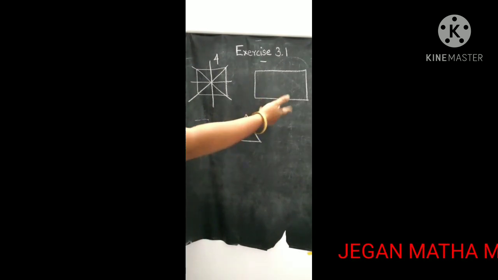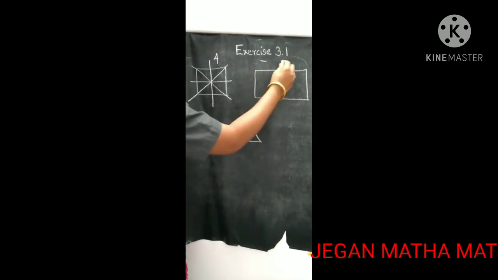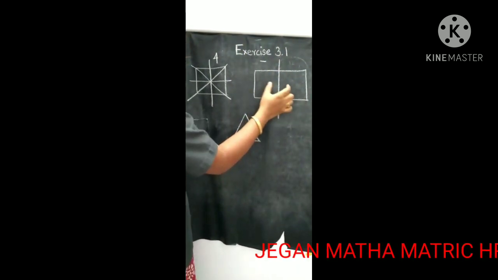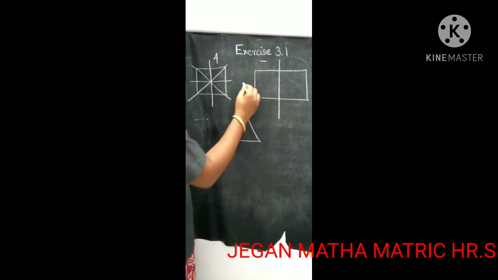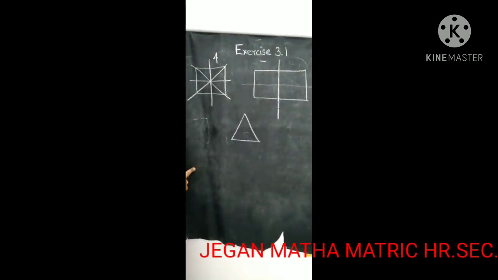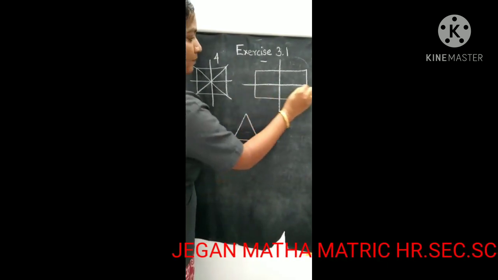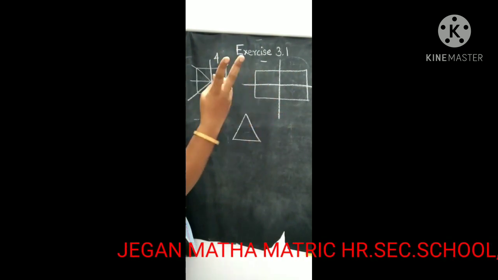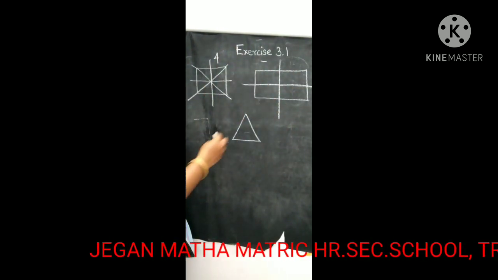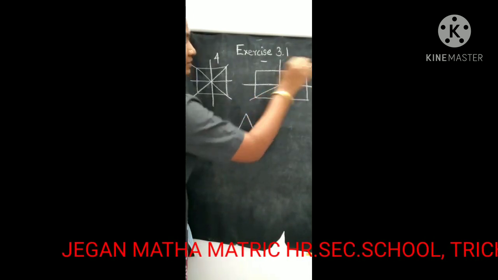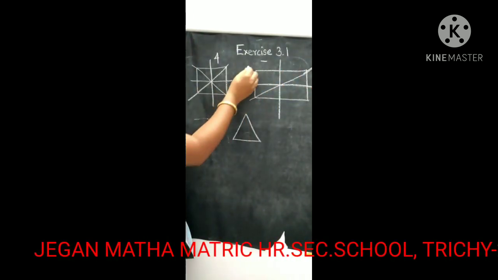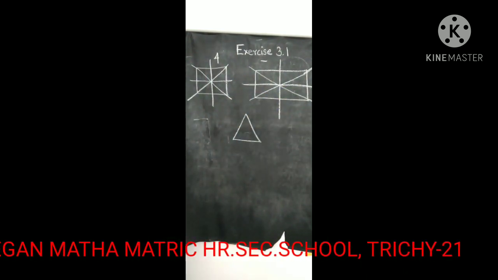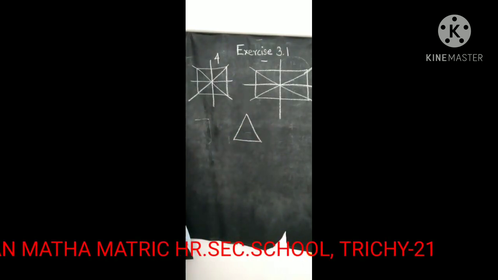Okay, let's move to the rectangle. Same thing. The first line divides the rectangle into two equal parts. Then draw one more line like this. So this is the first symmetric line and this is the second symmetric line. Then the third symmetric line and the fourth symmetric line.